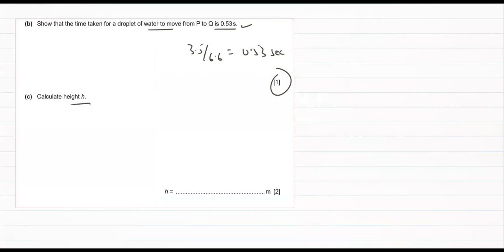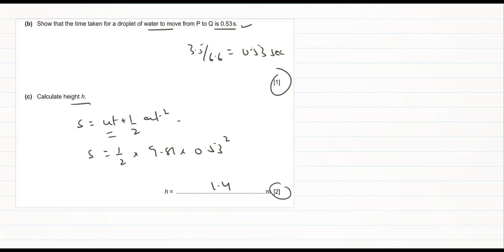Next, calculate height h. Since it is 2 marks, more working is required. We can use the formula s = ut + half a t squared, or g t squared. The initial vertical velocity is 0, so s is equal to half times 9.81 times 0.53 squared, and we get a height of 1.4 meters.